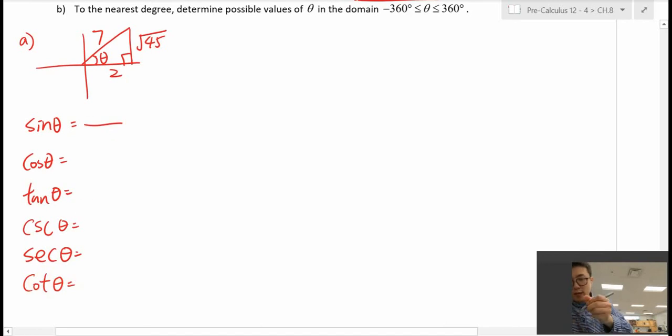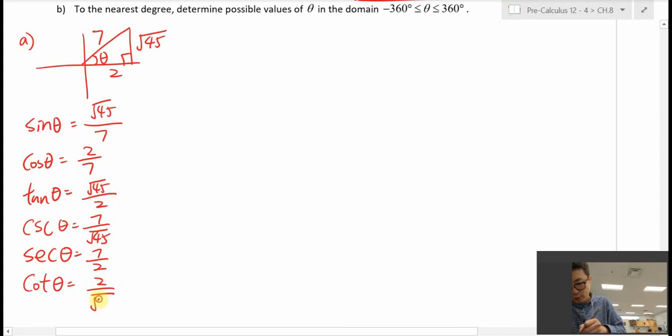For sine, it's opposite over hypotenuse, so root 45 over 7. Cosine is adjacent over hypotenuse. Tangent is opposite over adjacent. Cosecant is just the reciprocal of sine. Secant is the reciprocal of cosine, and cotangent is the reciprocal of tangent. So those are your 6 trig ratios.